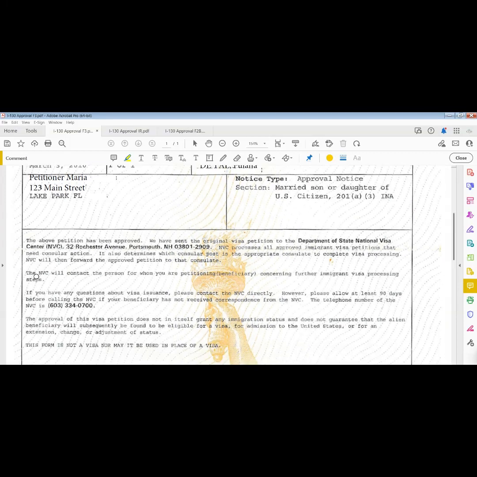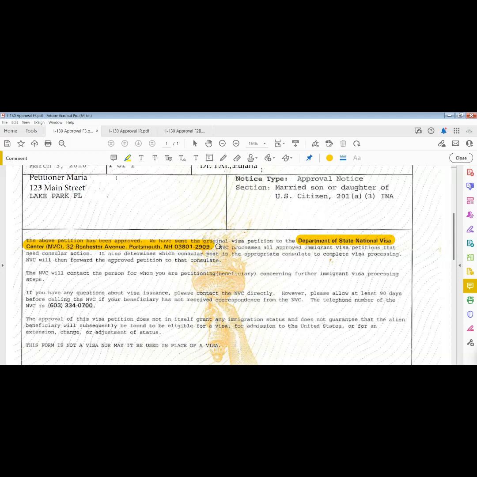Next, we have a portion of the approval notice that tells us that the petition has been approved and where the original visa petition has been sent. This petition is for somebody who's located overseas, and so the petition's being sent to the Department of State. And the Department of State normally deals with all the consulates and embassies abroad. However, they do have an office inside the United States which does the pre-processing for immigrant visa interviews abroad.